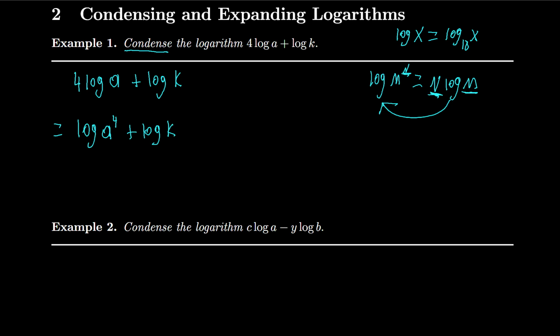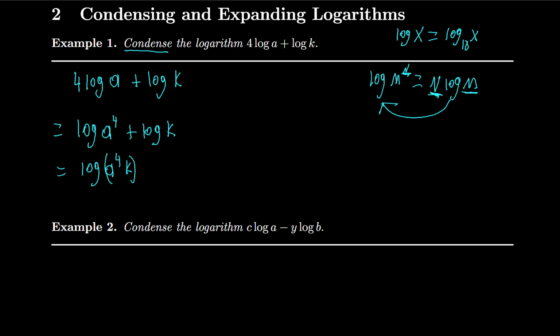And then we're going to use our first property that says that if you added together two of these things, that's the same thing as just multiplying them inside a single log. So we're going to say that this is the log of a to the fourth times k.